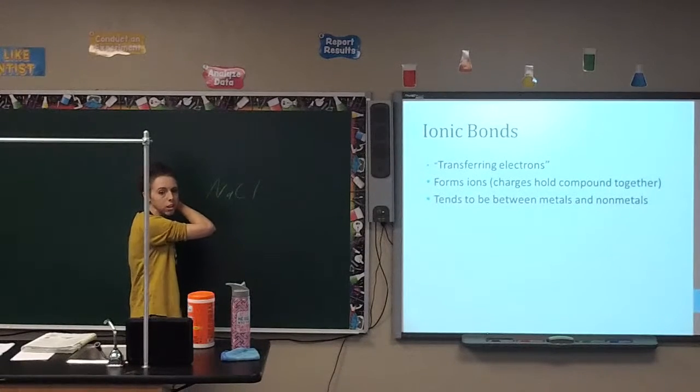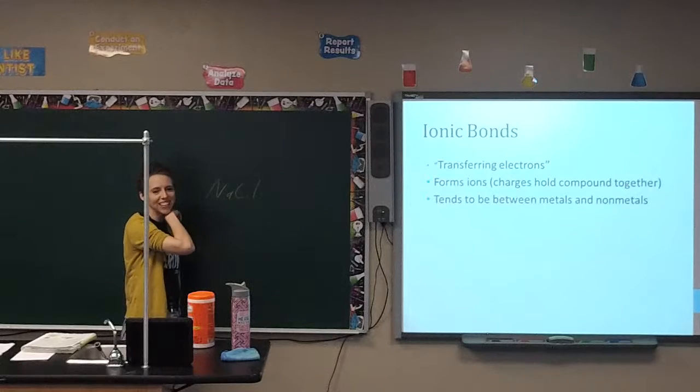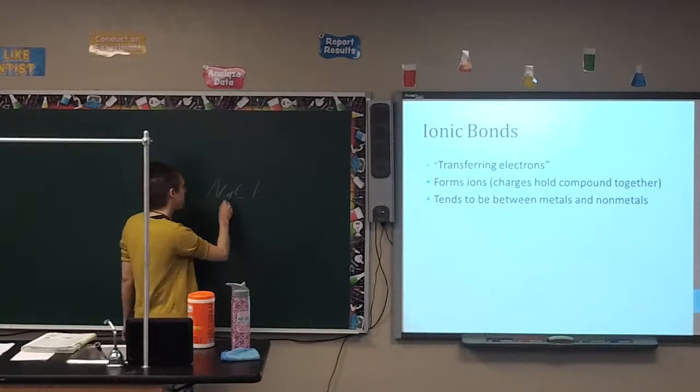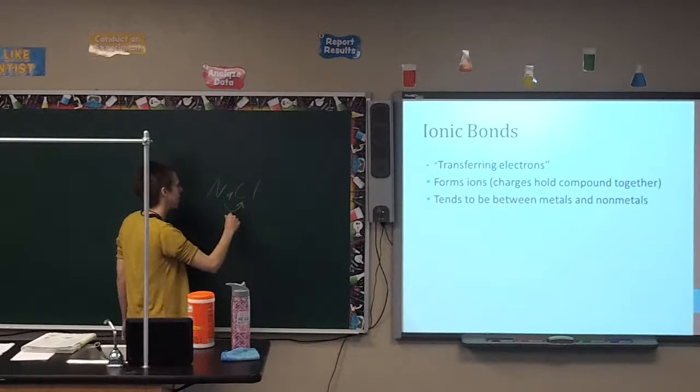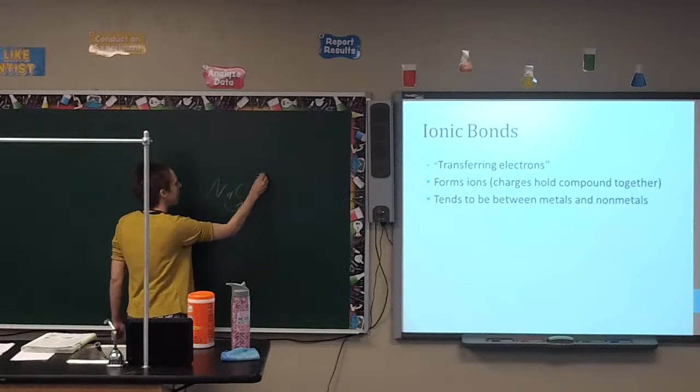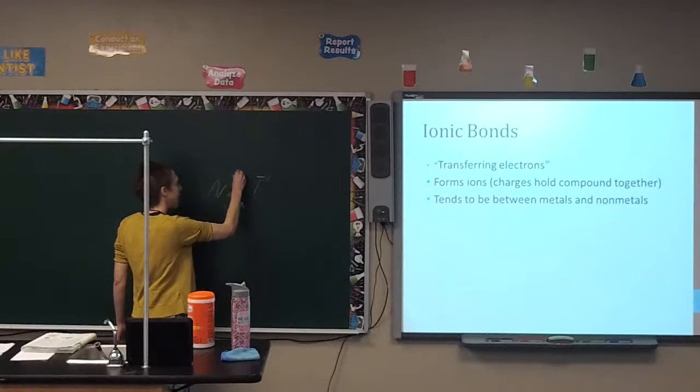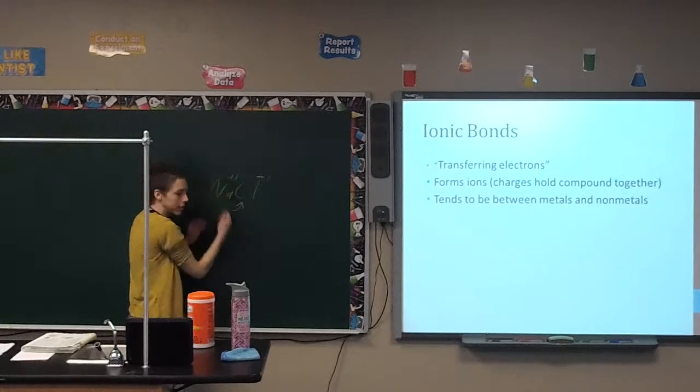Alright, chlorine shows up with how many valence electrons? 7. So how many more does it need to be happy? 1. So sodium throws its electron to chlorine. Chlorine's now negative 1. Sodium is now positive 1. So those charges is what holds it together.